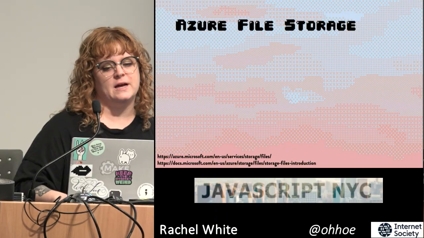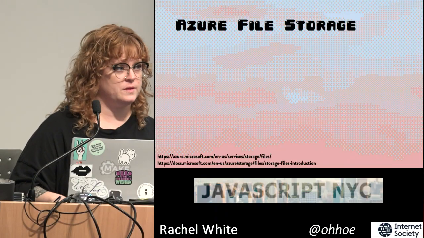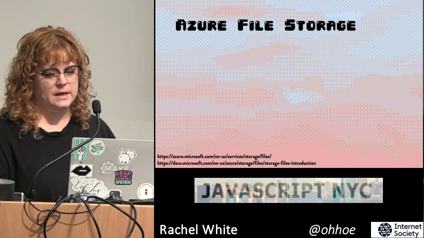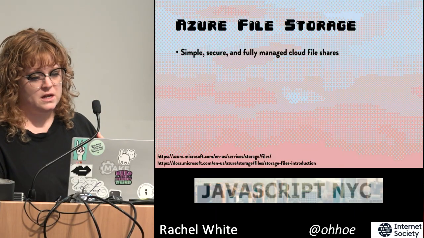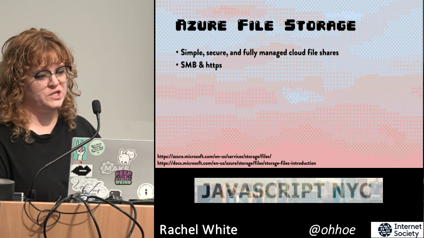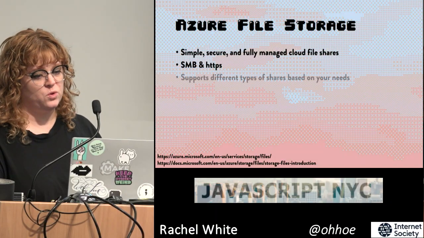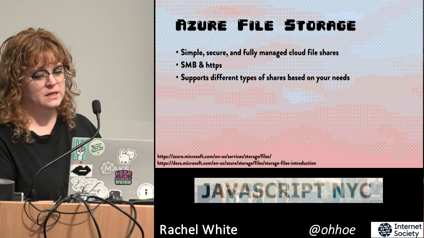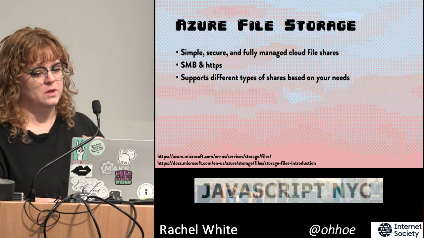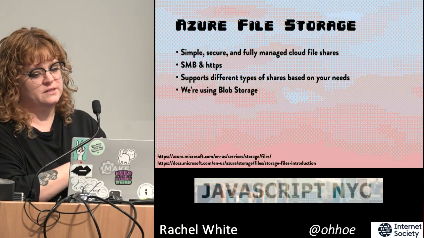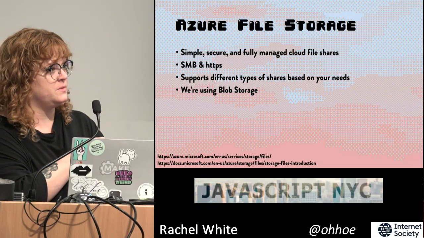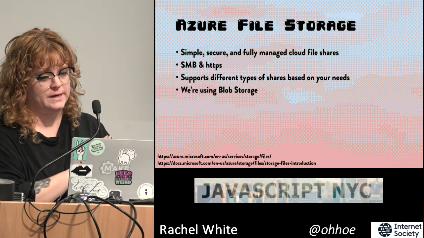And then Azure File Storage is what we're using for all of the pixel art. It is simple, secure, fully managed cloud file shares. It is Server Message Block and HTTPS, and it supports different kinds of shares based on your needs. Specifically today, we're using blob storage since we have unstructured data and it's all just images. Plus there's a Node SDK for interacting with the storage, which made my life a lot easier.